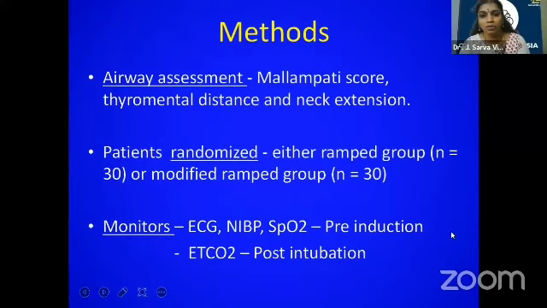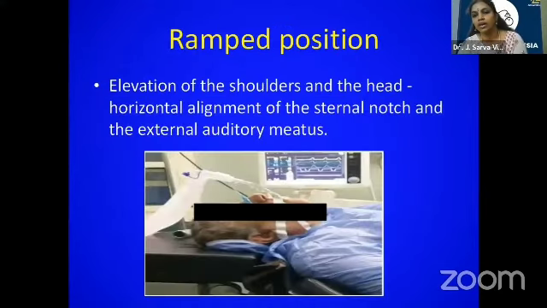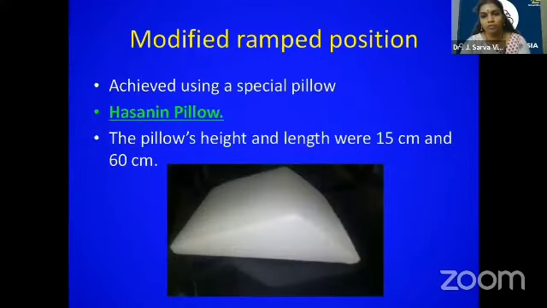All the patients underwent a preliminary airway assessment using the Mallampati grading, thyromental distance, and neck extension measurement, and the patients were randomized into two groups, either the ramped group or the modified group. There were a total of 60 patients, so 30 patients in each group were randomly allotted, and the basic pre-induction monitors were attached, and the ETCO2 was attached post-induction. In the patients who were put in ramp position, the shoulders and the head were elevated such that a horizontal alignment was achieved between the external auditory meatus and the sternal notch.